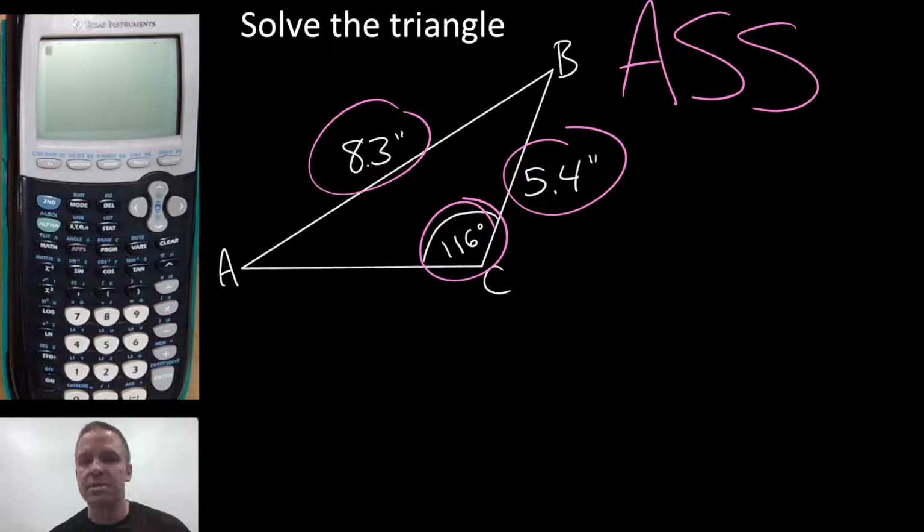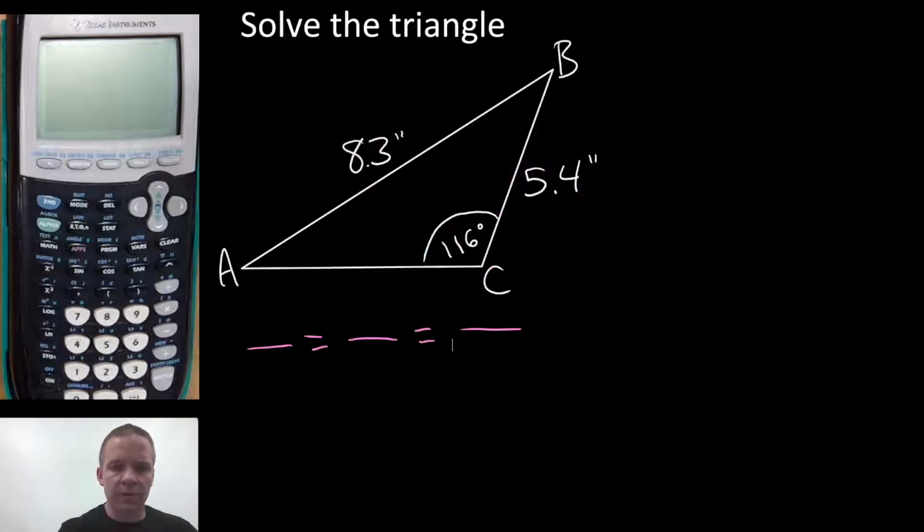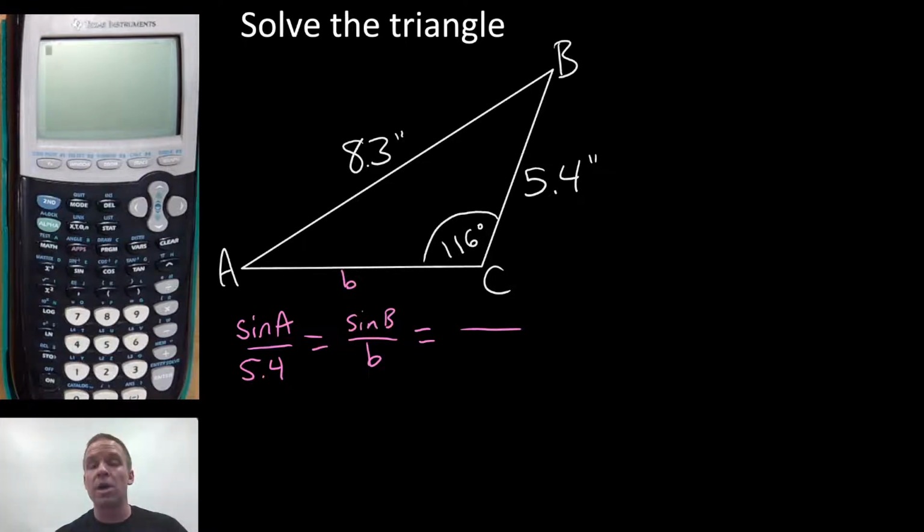So it starts the same for each one. We're going to set up our law of sines and get to work. So for law of sines, we got our sine of angle A over its side across from it, which is our 5.4 inch side. I'm going to disregard the units while we're calculating. Then I've got sine of B, and I don't know anything about that side right there, so we're just going to call that little b. Lowercase letters for our side lengths, and then uppercase letters for our angles, our vertices of the triangle.